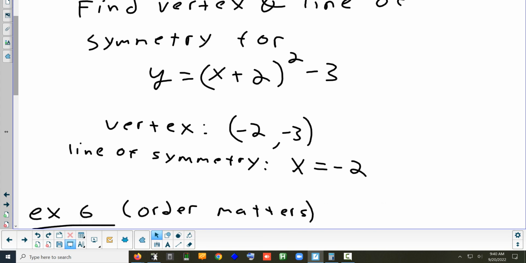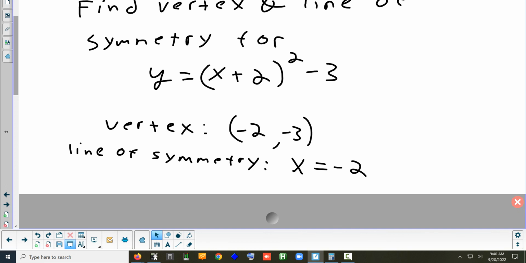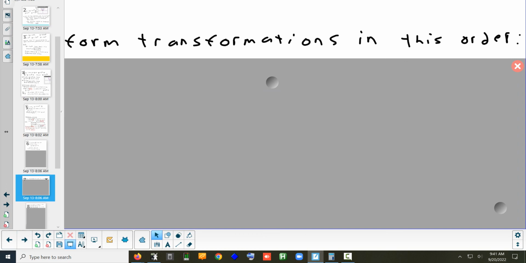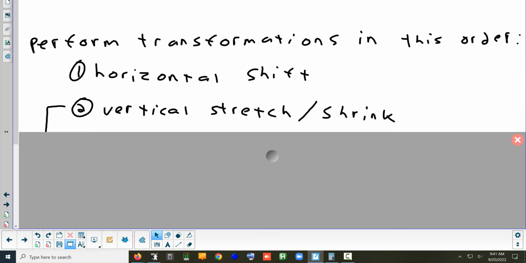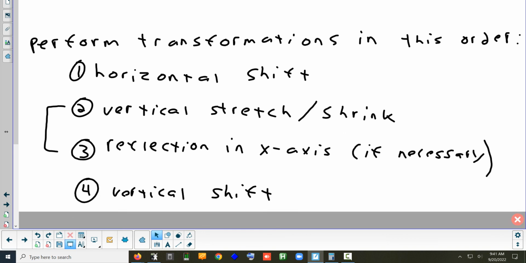Now, I said to you that order is important when we do a transformation. So now I'll give you the steps that you generally want to follow when we do a transformation. If a problem has more than one transformation in it, first check if there's a horizontal shift. If there is, write that first. These are all if necessary. You might not have all of these in a problem. So technically, I can put if necessary after all of them.